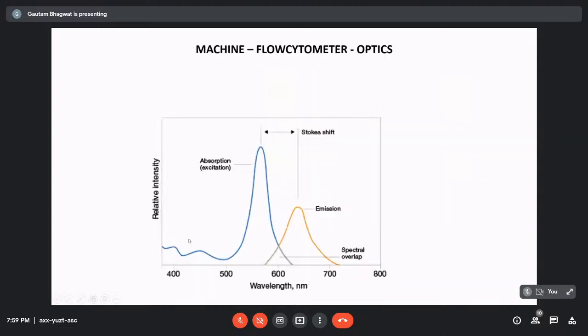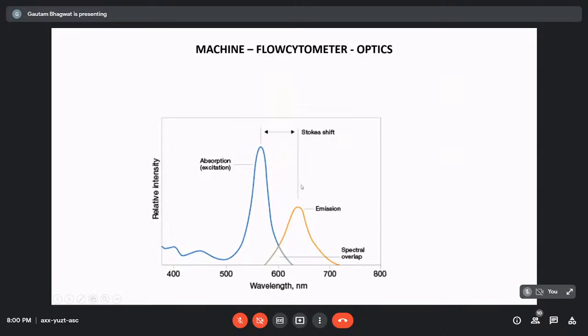So therefore you will always get a graph like this. Here it gets excited at some wavelength, and this is the peak of the excitation, known as excitation maxima. Then it will release some energy and emit a wavelength towards the right hand side, and this is known as the emission maxima, that is the maximum intensity. The difference between absorption maxima and the emission maxima is known as the Stokes shift.